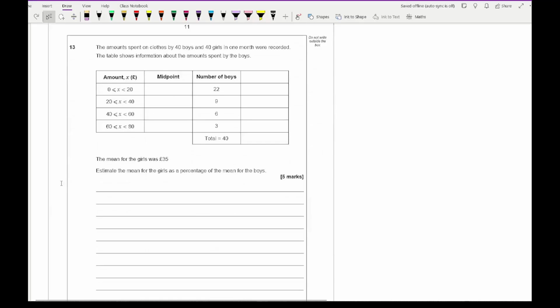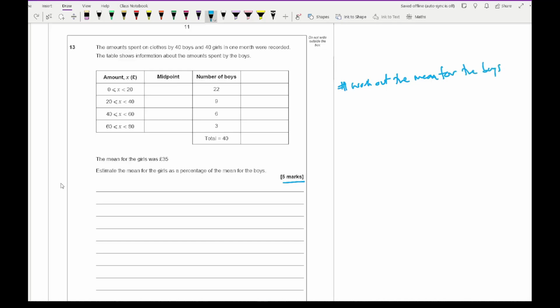Moving on to question 13, it says the amount spent on clothes by 40 boys and 40 girls in 1 month was recorded. The table shows the information about the amount spent by the boys. The mean for the girls was 35. It says estimate the mean for the girls as a percentage of the mean of the boys, and this is worth 5 marks. So the first thing I need to do is work out the mean for the boys.